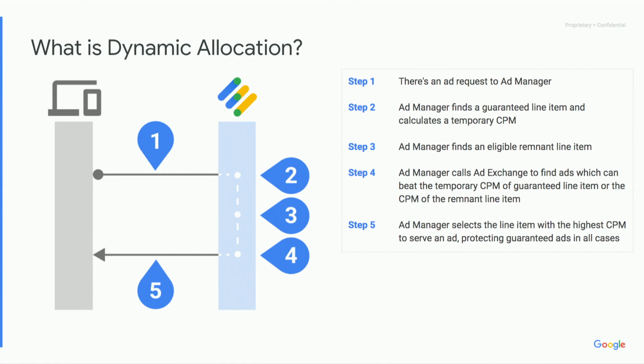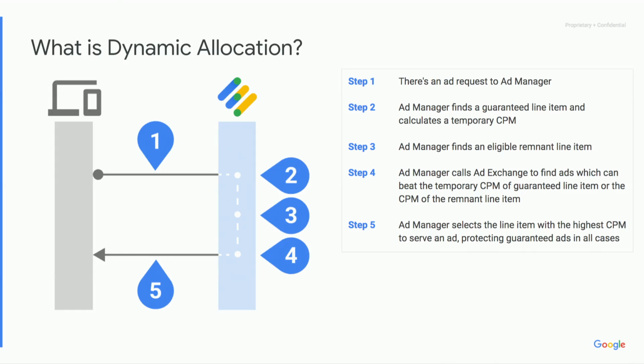If the guaranteed line item is ahead of its delivery schedule, the temporary CPM will be low. If the guaranteed line item is pacing behind its delivery schedule, the temporary CPM will be high to protect its delivery. Next, Ad Manager looks for an eligible remnant line item with the highest CPM. Then, Ad Manager calls Ad Exchange to see if Ad Exchange can beat the temporary CPM set for the guaranteed line item or the CPM of the remnant line item. Finally, Ad Manager selects the line item with the highest CPM to serve an ad.